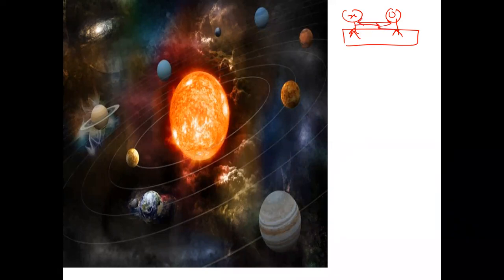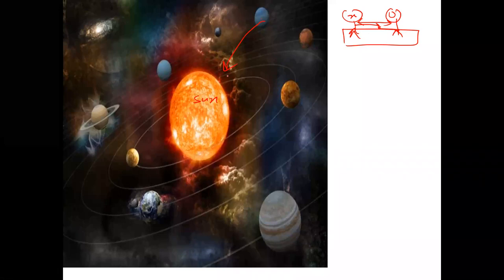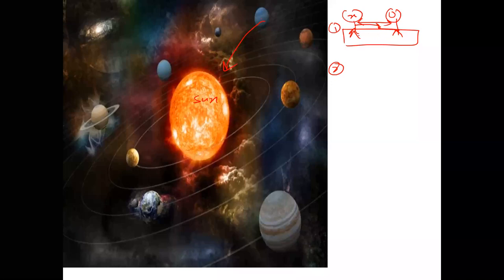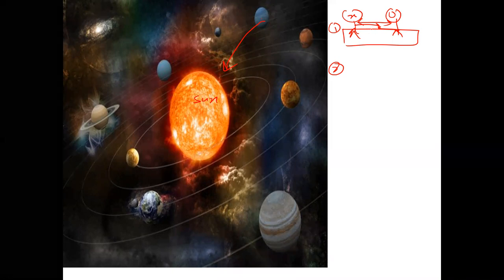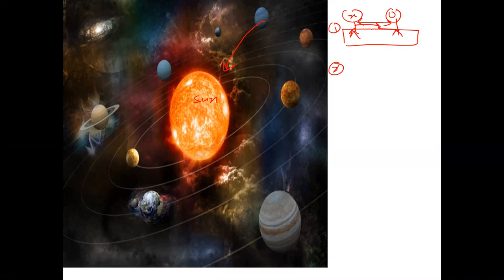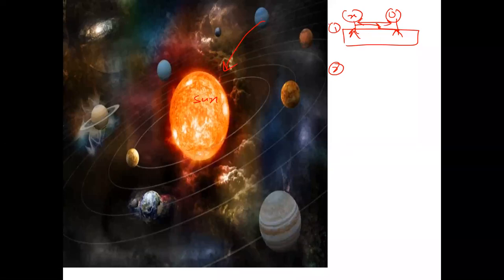Second question: this is the solar system, this is the sun, and these are the planets. Why are these planets not attracted towards the sun? So there are two questions. Why are these planets, or these two bodies or two persons, not attracted to each other, when I am saying that between two objects there is an attractive force? We have to find out these answers. At the end of the session, we will get these two answers. So let's move to the next.